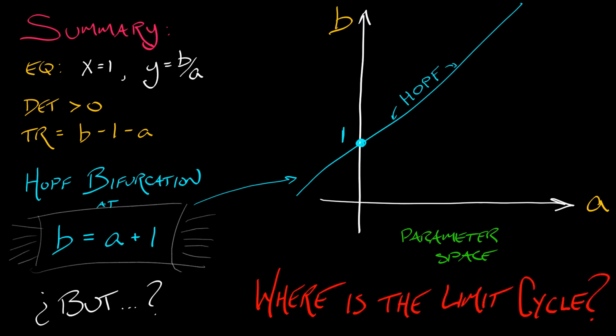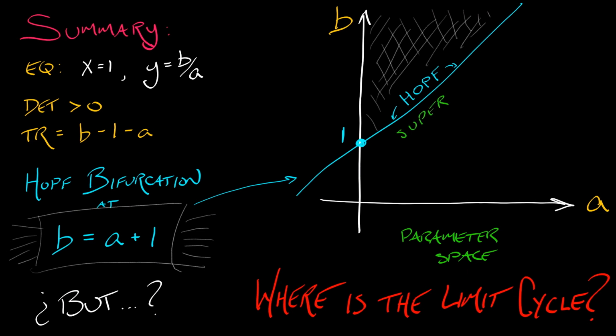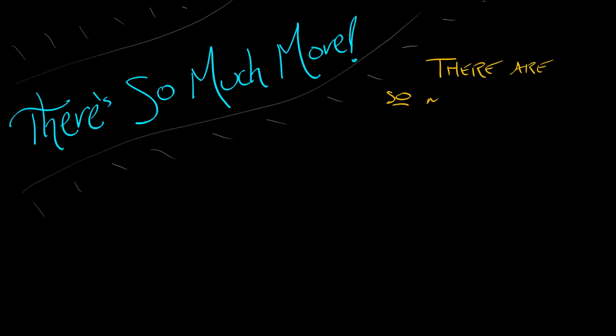With additional work, one can show that the periodic orbit, the stable limit cycle, lies above this line in the parameter plane. We have a supercritical Hopf bifurcation happening here, but that is by no means obvious. With respect to this and other examples, there's so much more out there that one could do. There are so many examples of Hopf bifurcations.